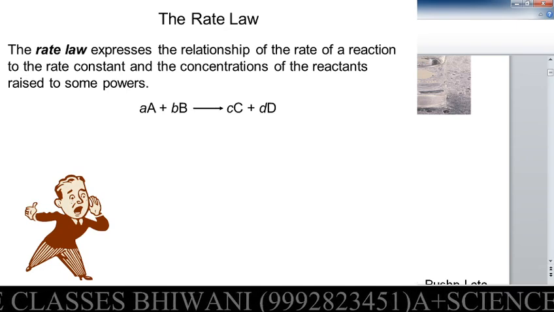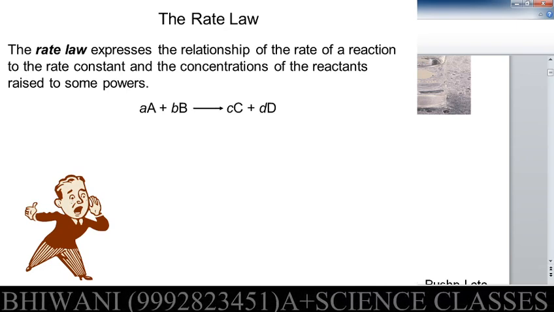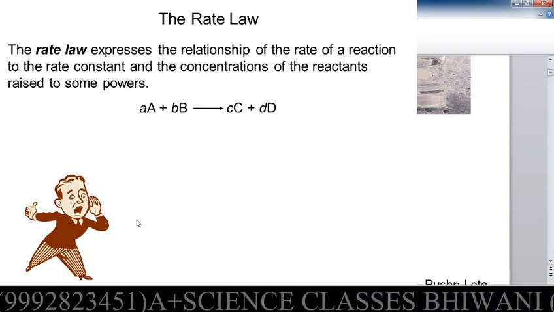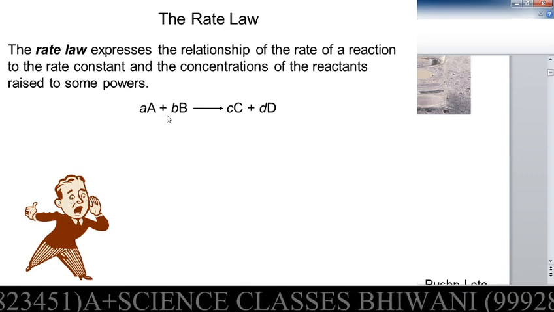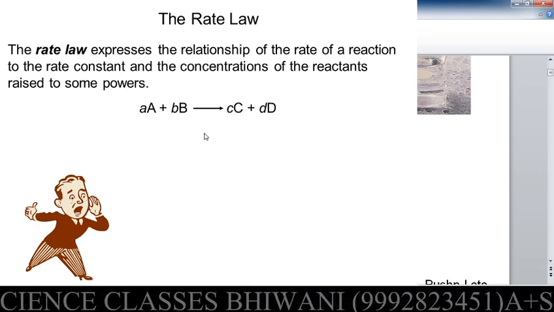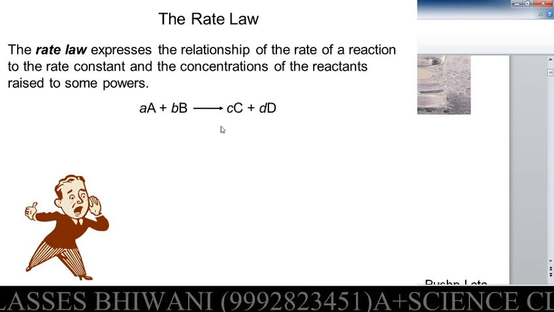Suppose a simple reaction: aA plus bB reacts to produce cC plus dD. Clear? And here a, b, c and d are the molar coefficients of these species. So now you are able to write the rate expression.